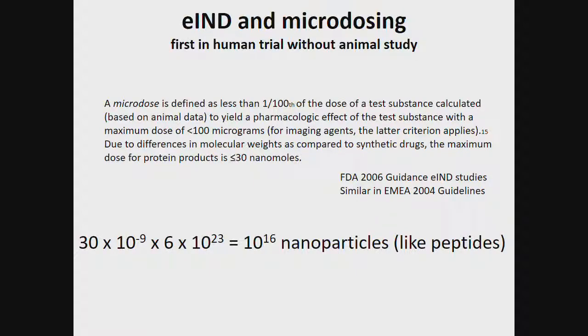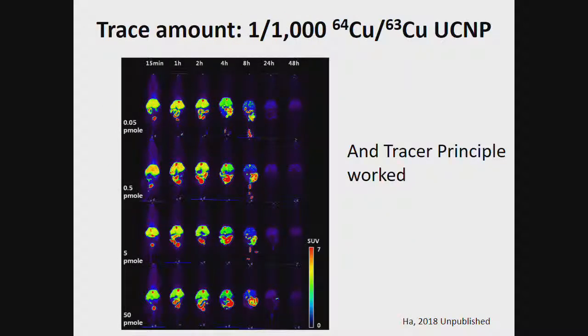And in case of nanoparticles, when I consulted the Korean FDA, for the time being they think that nanoparticles can be considered like a peptide. So using Avogadro number, 10 to the 16 nanoparticles can be given. For a 70 kilogram human, 30 nanomole, and in case of the mouse, it's just 100th. So less than 100th is 300 picomole.